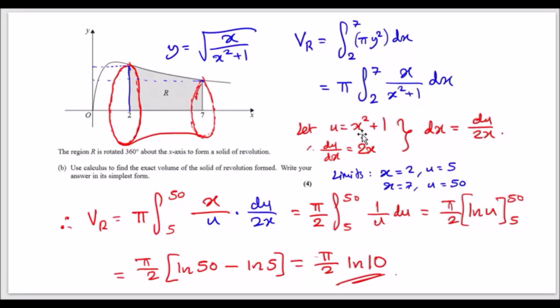Since we let u equal x squared plus 1, we can differentiate this, and the power drops, it becomes 2x, and so u becomes du over dx. My tip here for substitution is to always make an equation for u and an equation for dx, because you want to replace this dx as well with something in terms of du.